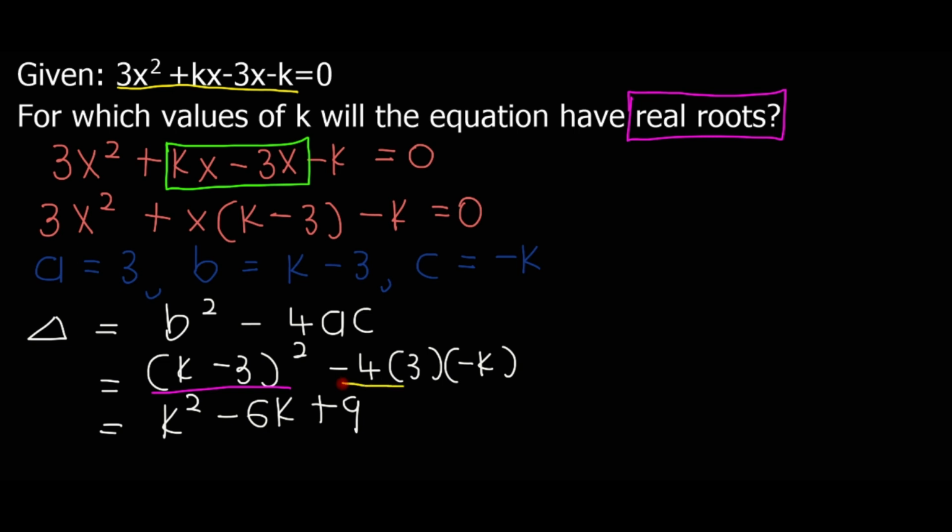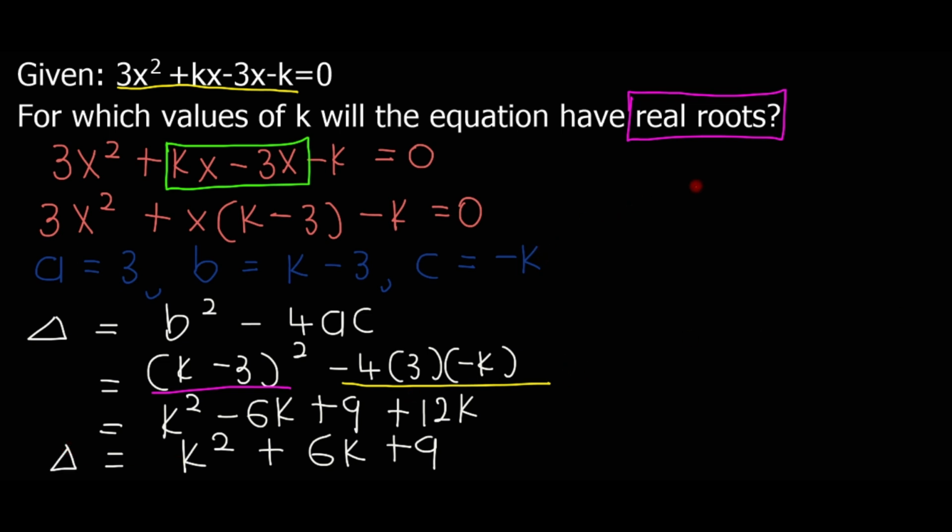So now I deal with this one. Negative 4 times 3, and then negative 4 times 3 is negative 12, and then negative 12 times negative K gives a positive 12K. So from there I can group out like terms. We have K squared and then minus 6K plus 12K therefore positive 6K, and then plus 9. So this one is the discriminant.